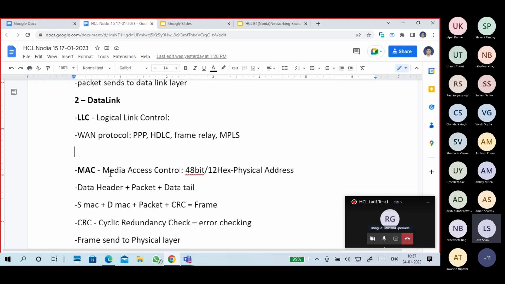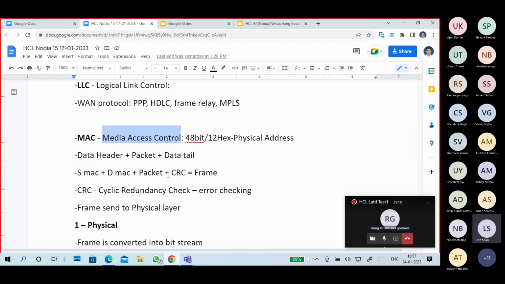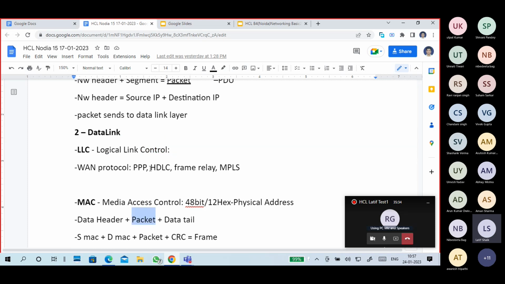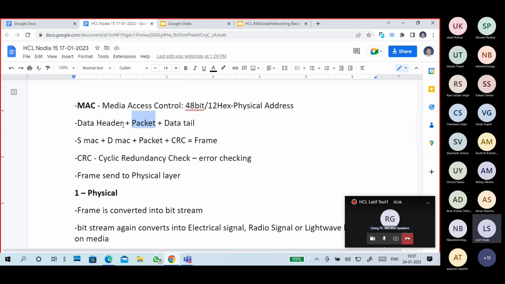And the MAC layer, so we know already MAC address, every NIC, network interface card, has a MAC address. MAC address is a physical address given by the manufacturer of the NIC. It is 48 bits in number, 12 hexadecimal digits. Okay, so we got a packet from the network layer, and this packet is added with the data header and data tail. Data header is source MAC address and destination device MAC address, plus CRC, cyclic redundancy check. It is used for error checking.